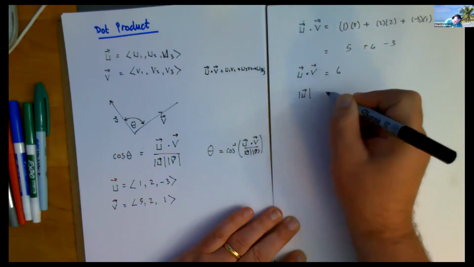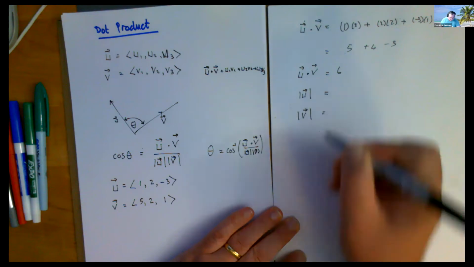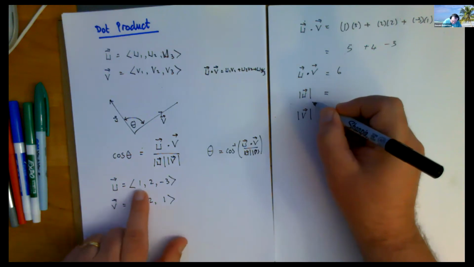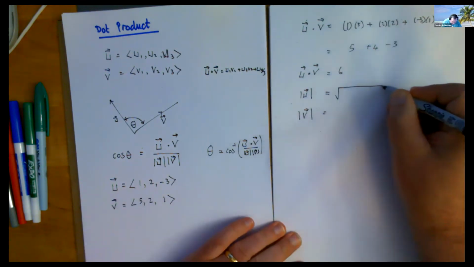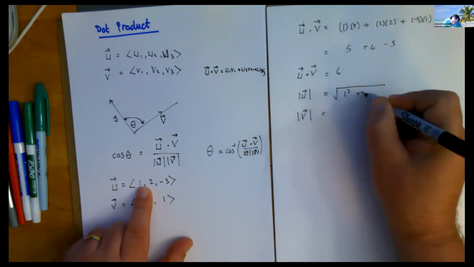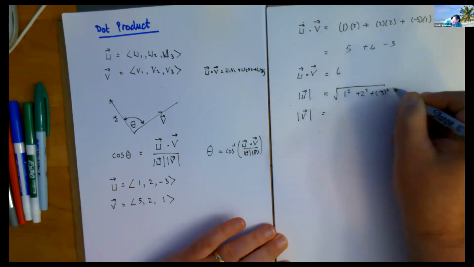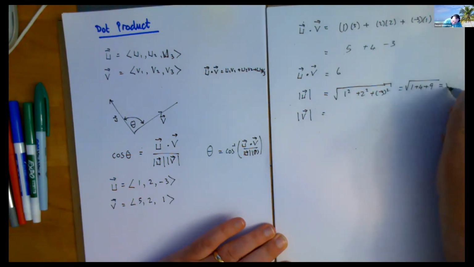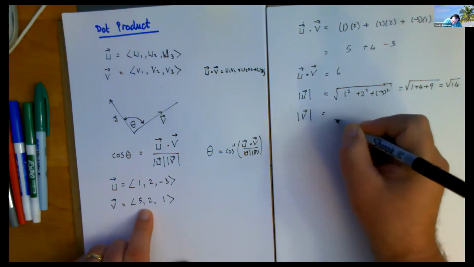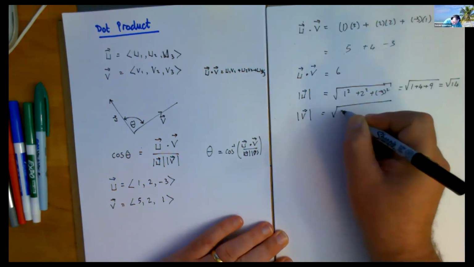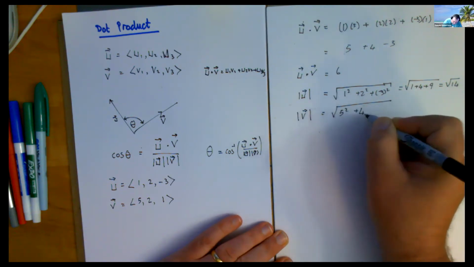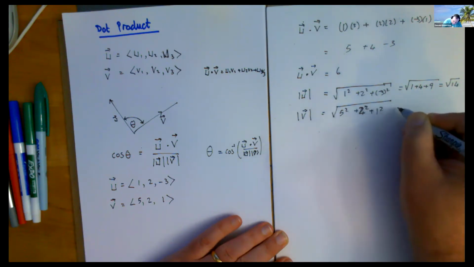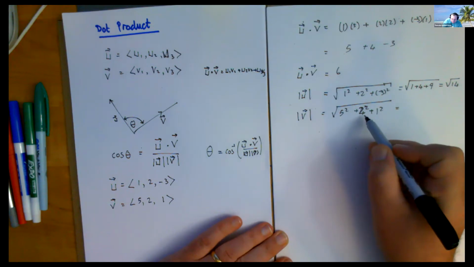I also need to find the length of these 2 vectors, their magnitude as it's called, because they're going to go here and here. For the first one, its magnitude is the square root of 1 squared, 2 squared, and -3 squared. That's 1 plus 4 plus 9, so the square root of 14. And the second one is 5 squared, 2 squared, 1 squared. That's 25, 29, 30. Oops, I gave the answer wrongly there: 25 plus 4 plus 1 is 30.